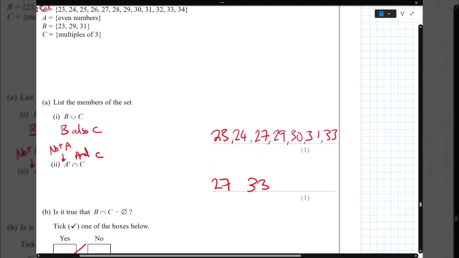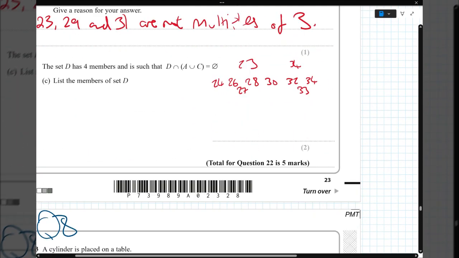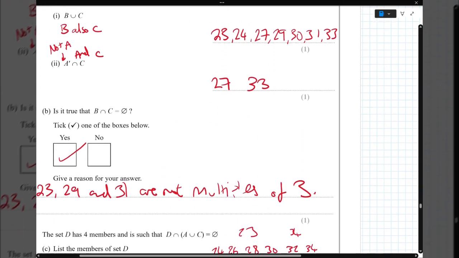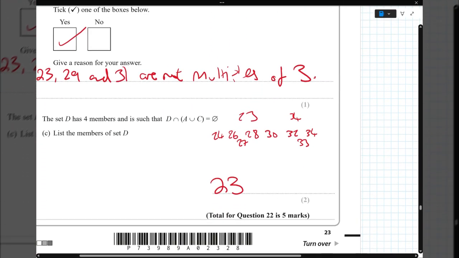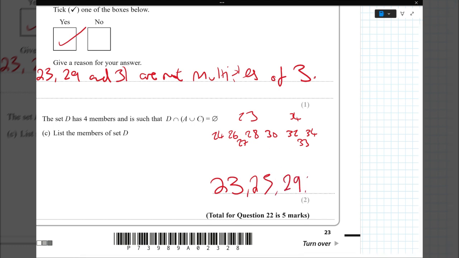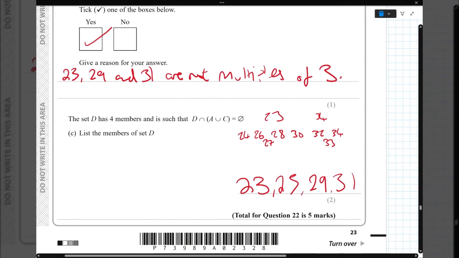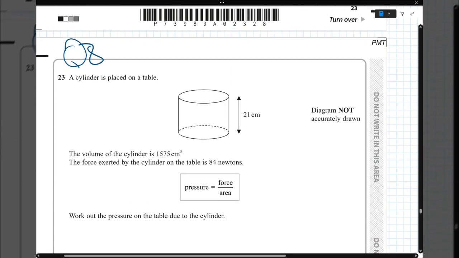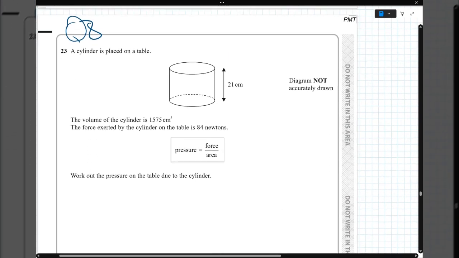So 23, it's 4 members. I want to say 25. Yeah, 25 isn't there. 26, 27, 28, 29 isn't there. And then 31. So those are 4 numbers. So they're the 4 numbers that are not in A union C. For 5 marks, that's really doable, especially if you're looking to get to that grade 5. I think it's very doable.